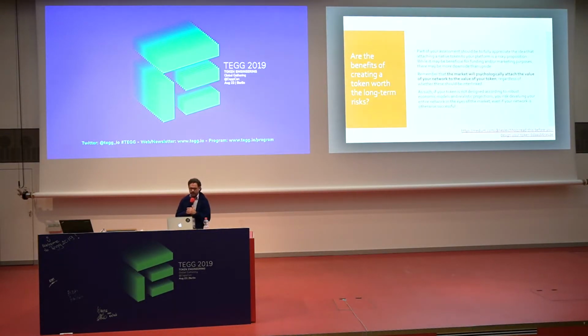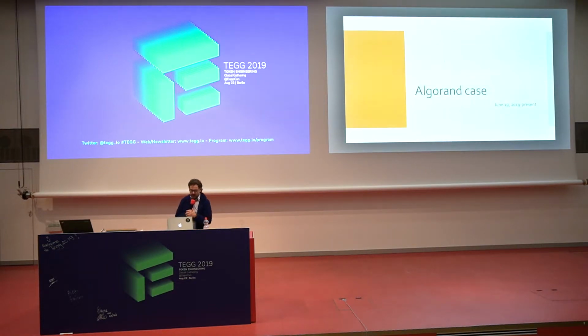Here's another thing. Projects often don't think about the long-term risk of token creation, because token creation is not all fun and games. It's not always an upside. Why? Because of this point here in the middle, which is that the market will psychologically attach the value of your network to the value of the token, regardless of whether these two should be interlinked. And so if your token is not designed according to robust economic models and realistic projections, you risk devaluing your entire network in the eyes of the market, even if your network is otherwise successful. So this is another warning sign that people should heed here as well.